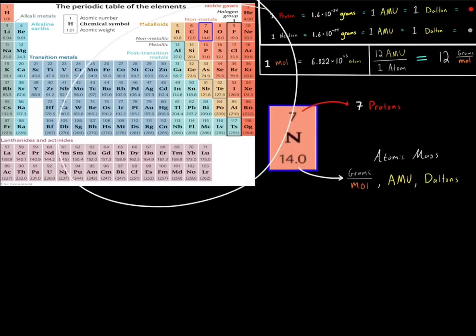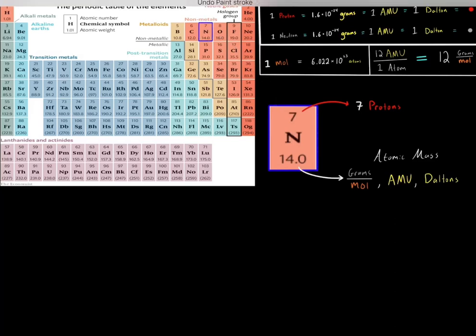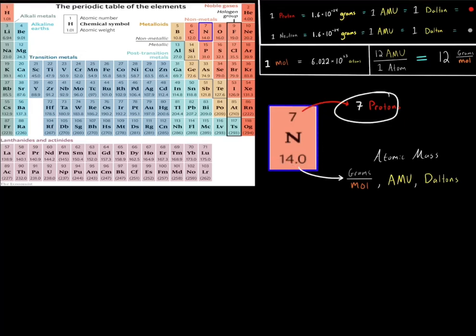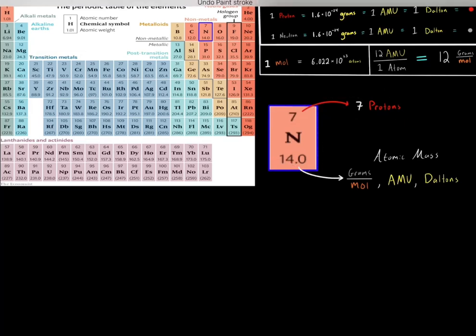So again, going back to the periodic table, if we were to focus on this nitrogen, we see there's a 7 up here. Why? Because remember, by definition, the convention that chemists have decided to use is whenever an atom has 7 protons, by definition, it's nitrogen. So that's why we have this on the periodic table.